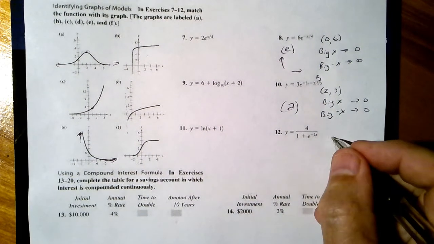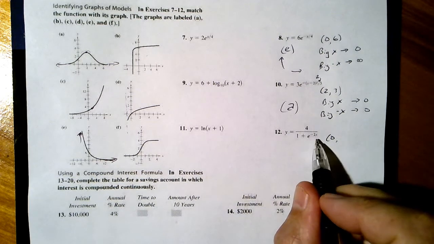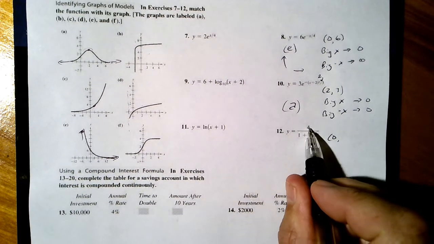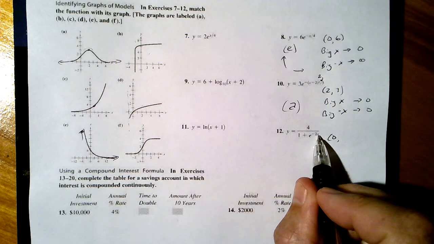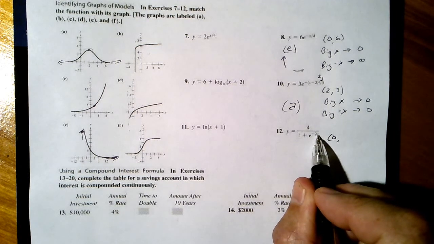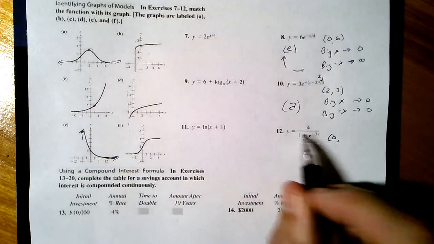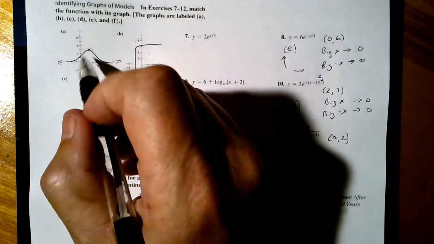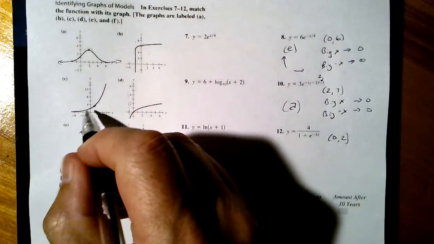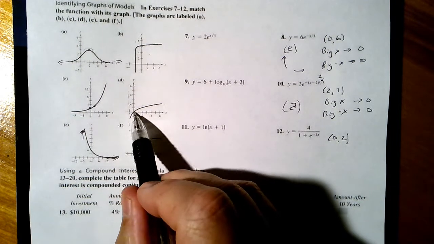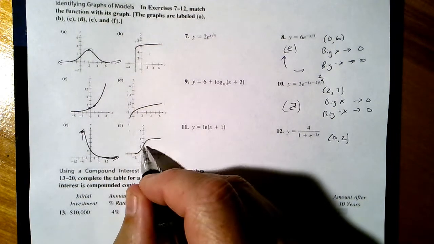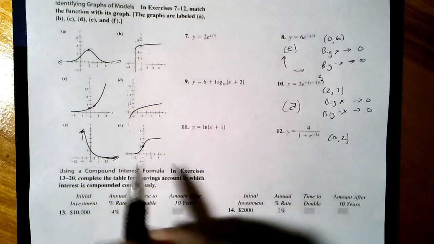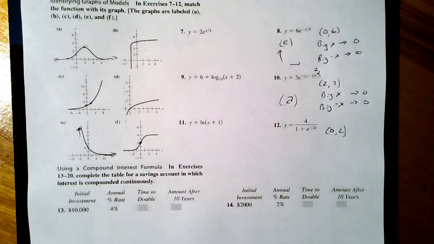All right, my box, 0. Put in 0, I get 4 on 1 plus e to the 0. E to the 0 is 1. So that's 4 on 1 plus 1, 4 on 2, 2. Look at 0, 2, and maybe it's an interesting point. 0, 2, nope. 0, 2, yep. I'm leaning toward F because it does look kind of like an interesting point right there.